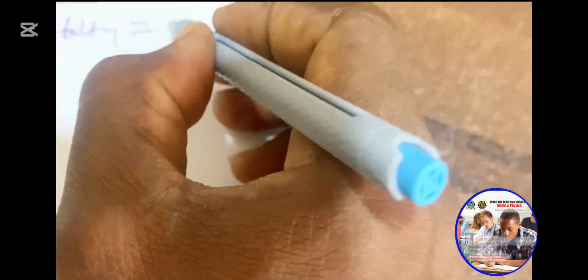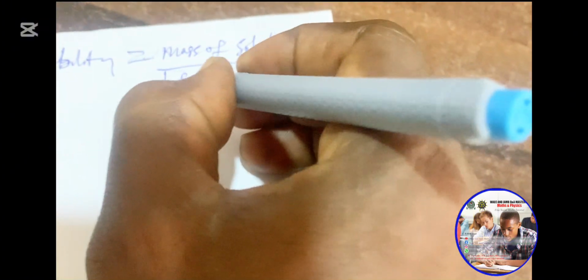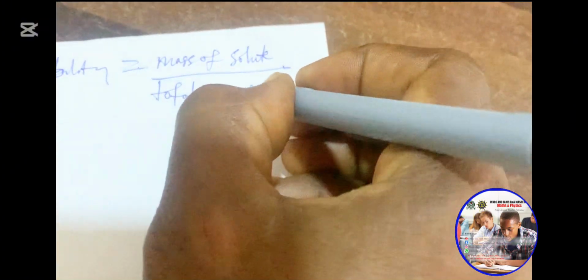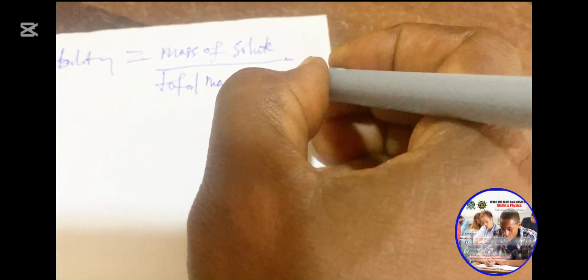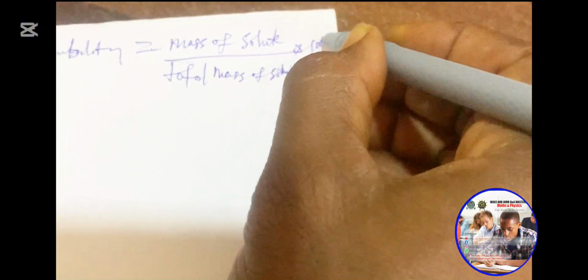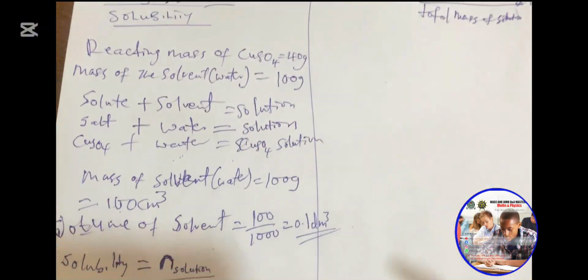Which is equals to mass of solute all over total mass of solution, times 100. So that would be the formula, but we are not making use of this one. This is what we are making use of in this particular question.